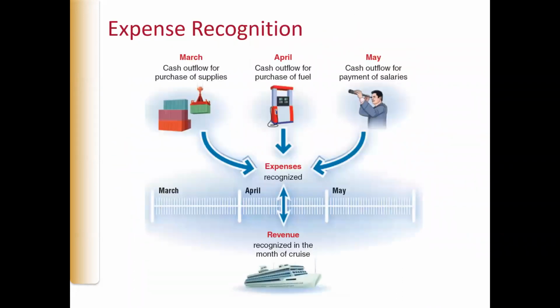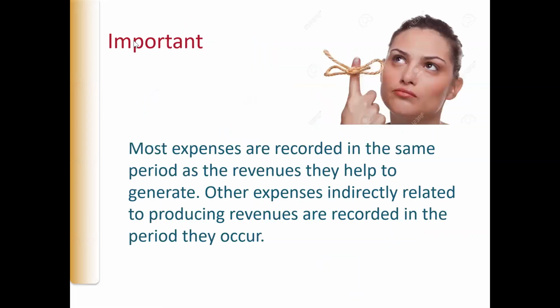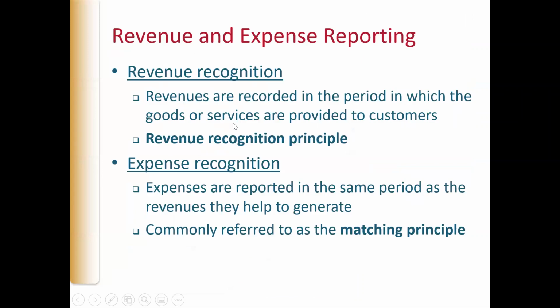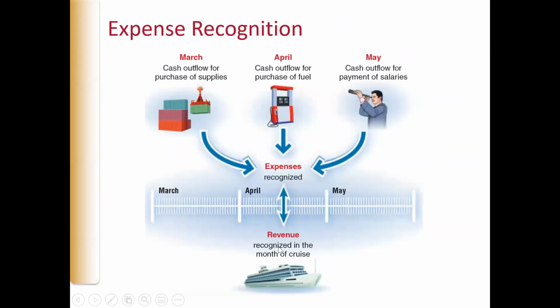So what are we talking about? Well, basically guys, let's think of a cruise ship. The cruise is set to sail in April. In March, the cruise line purchases all these supplies for the April trip. In April, the cruise line purchases all their fuel. And then in May, the cruise company pays the salaries that were earned in April.